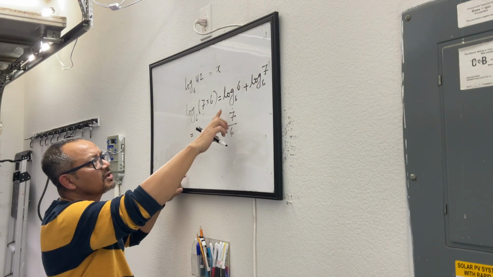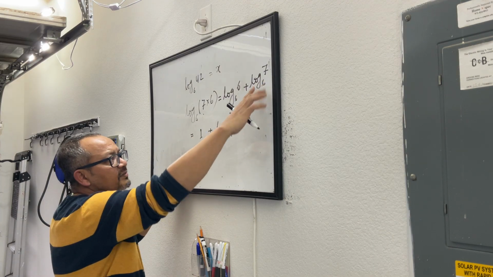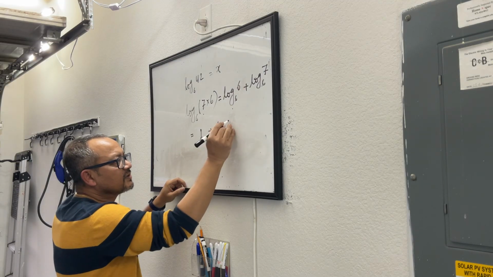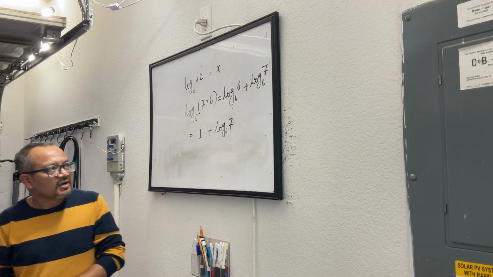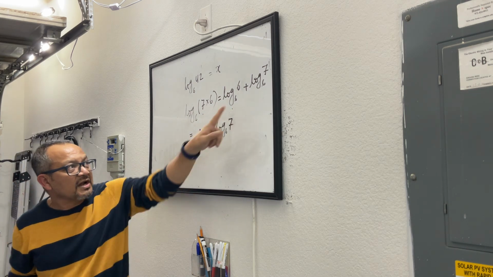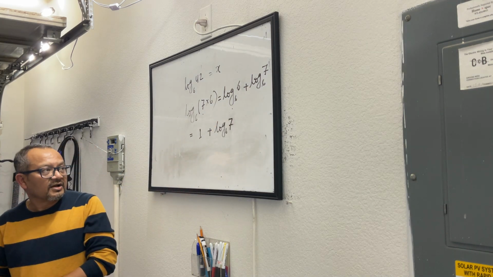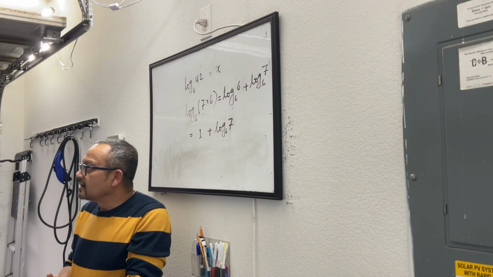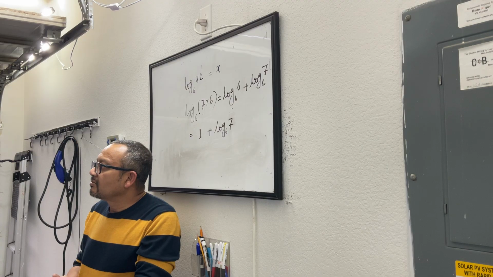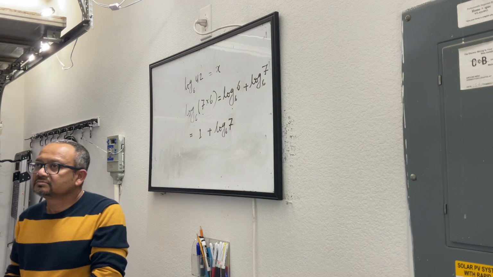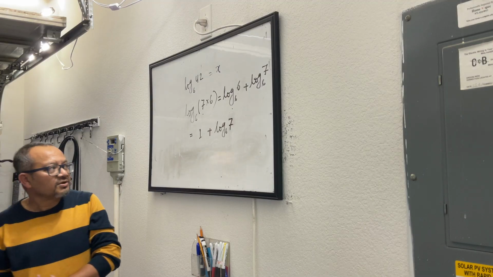What did I do here? Log of 6 plus log of 7 base 6. So log of 6 base 6 gave me 1 and log of 7 base 6. Let's try to find it.